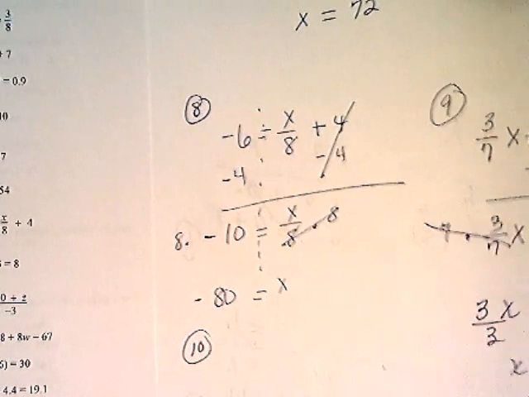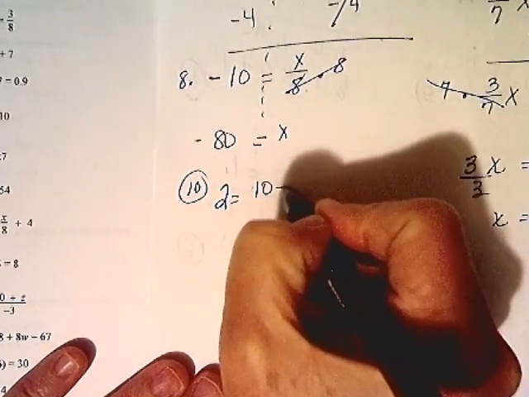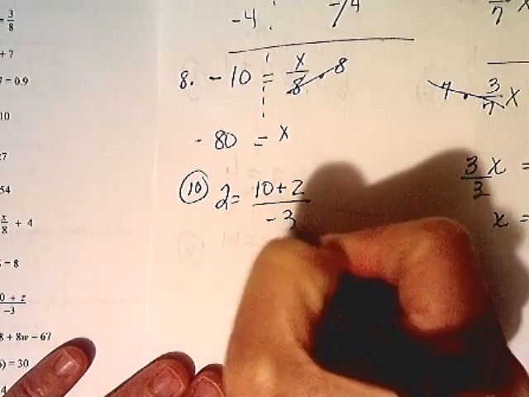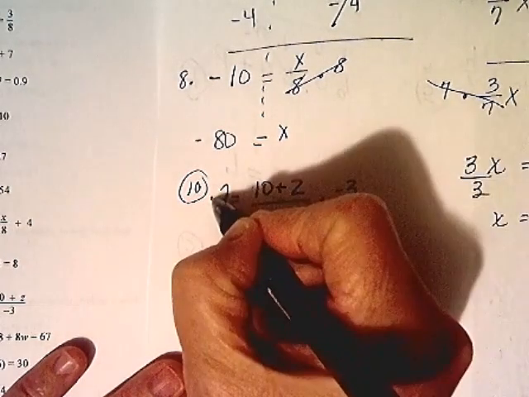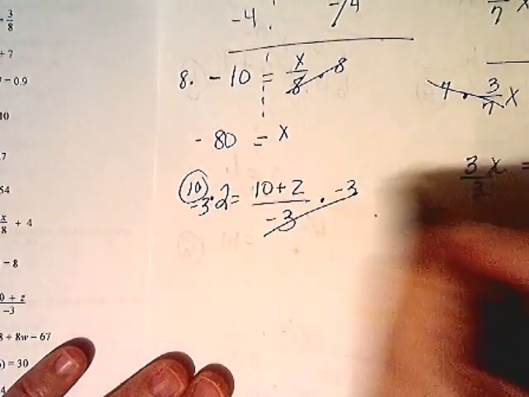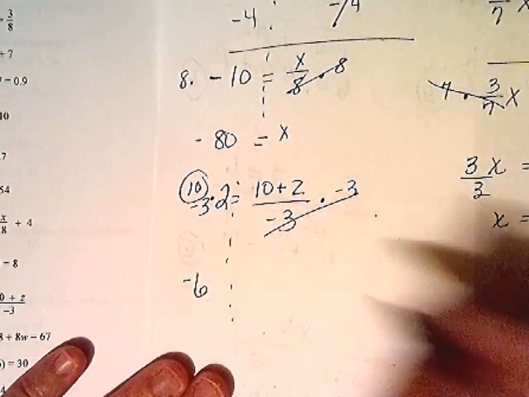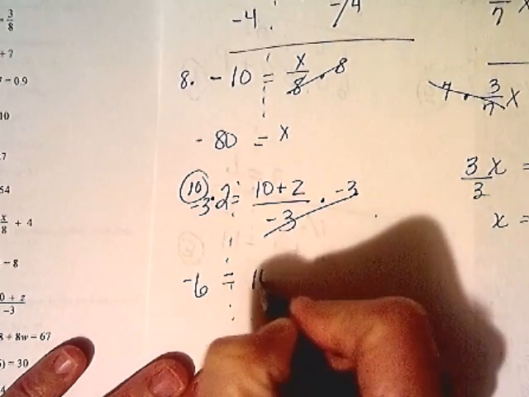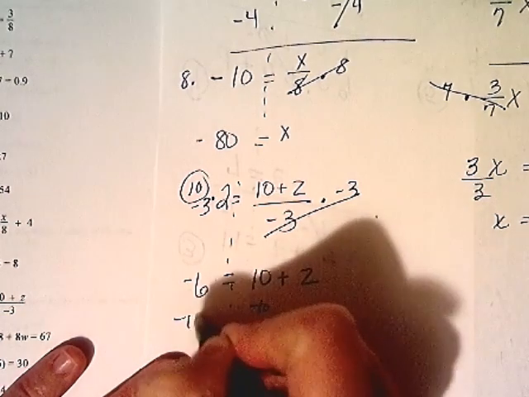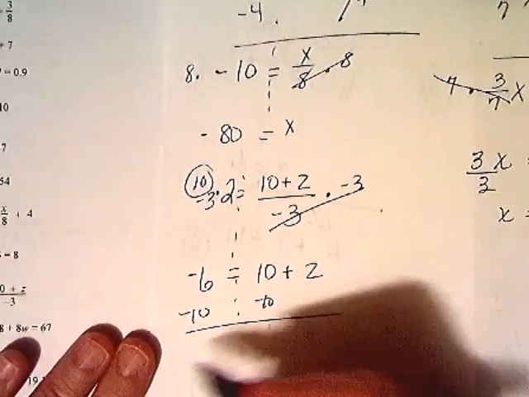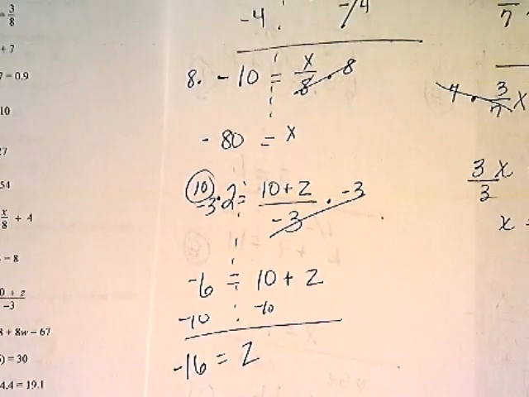Number 10 says 2 equals 10 plus z over negative 3. To get rid of that denominator, multiply both sides by negative 3. Cancels right there. We get negative 6 equals 10 plus z. Subtract the 10, and that would be negative 16 is equal to z.